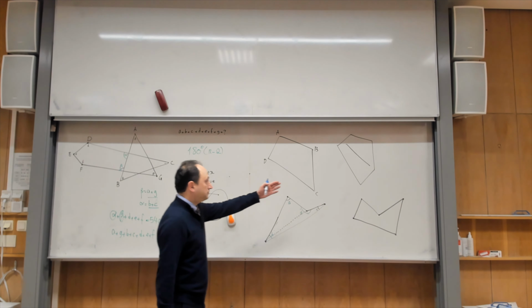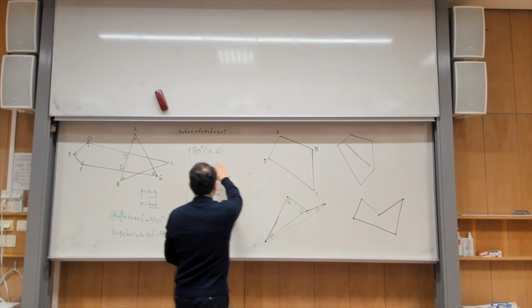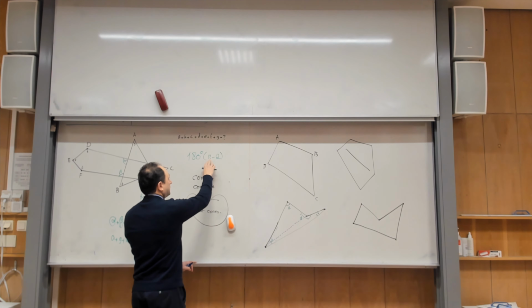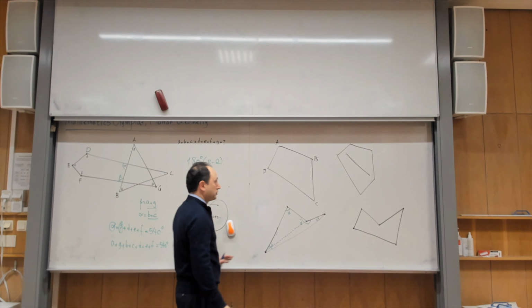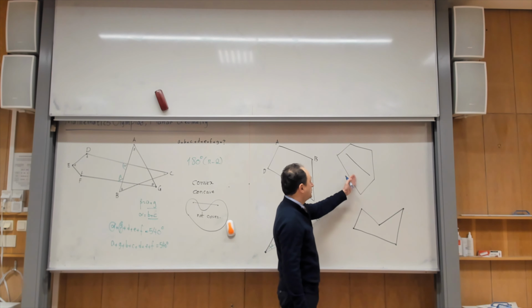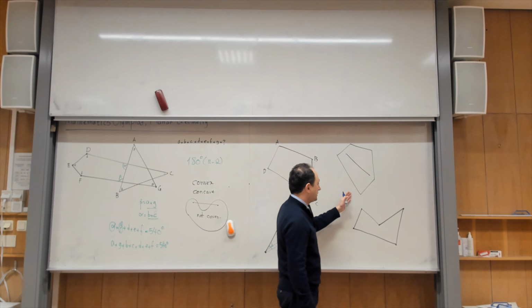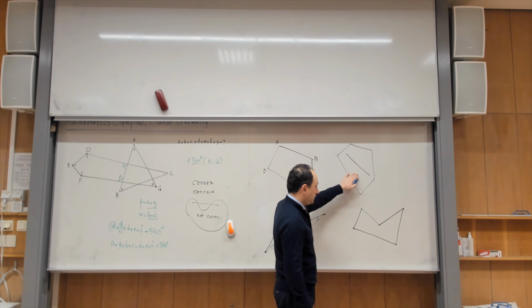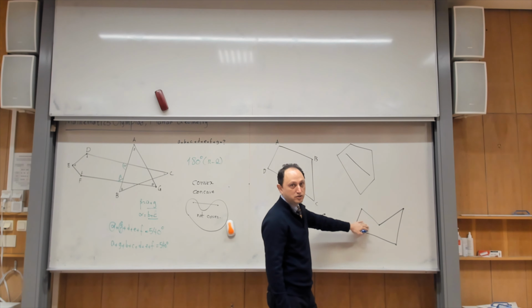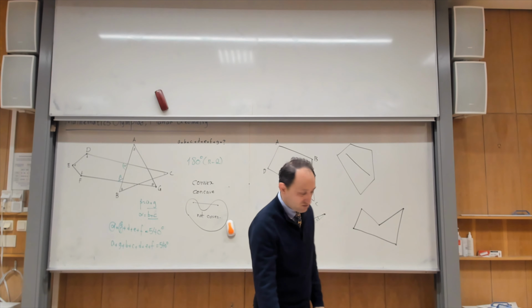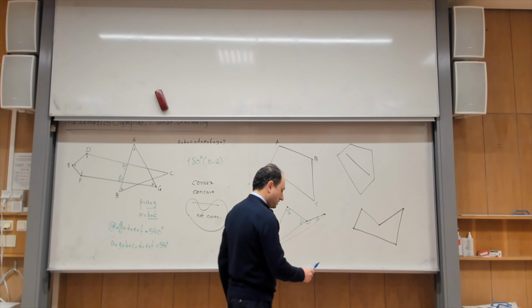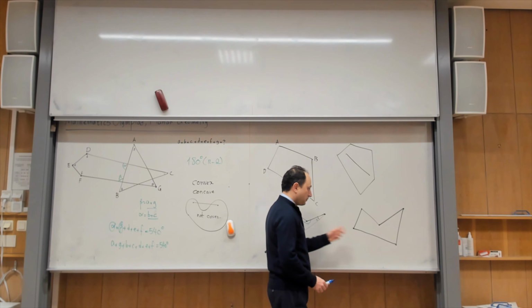In the normal pentagon, according to this formula, if I plug 5 here, I will get 540. So 540 is the sum of the interior angles of this pentagon, which was a convex one. But this is also a pentagon, but which is not convex. Okay, let us try at least to check.